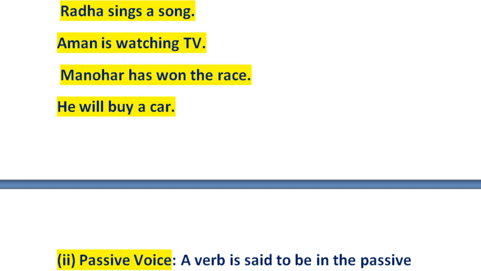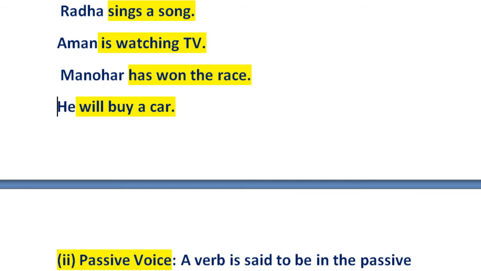In these examples, Arpit is the doer in the first example: Arpit writes a story. In the second sentence, Radha sings a song, so Radha is the doer. In the third sentence, Aman is watching TV, so Aman is the doer. In the fourth sentence, Manohar has won the race, so Manohar is the doer. In the fifth sentence, he will buy a car, so he is the doer.